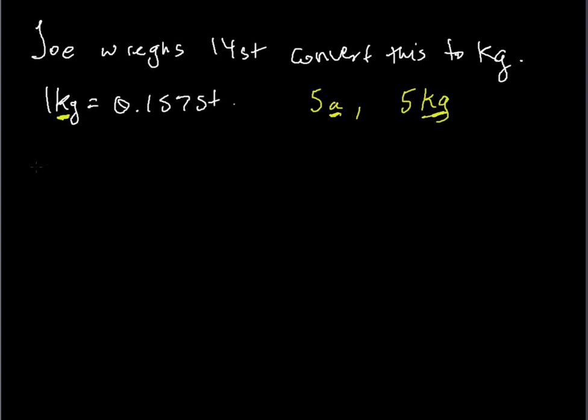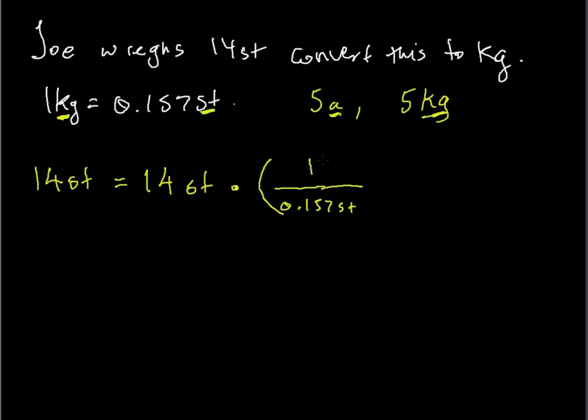So we'll write out our value again: 14 stones equals 14 stones multiplied by our conversion factor, but we're going to write it in ratio form. And what we're going to do, and you'll see why later, is place our stones at the bottom. So we have 0.157 stones, and we're going to place our kilograms at the top.